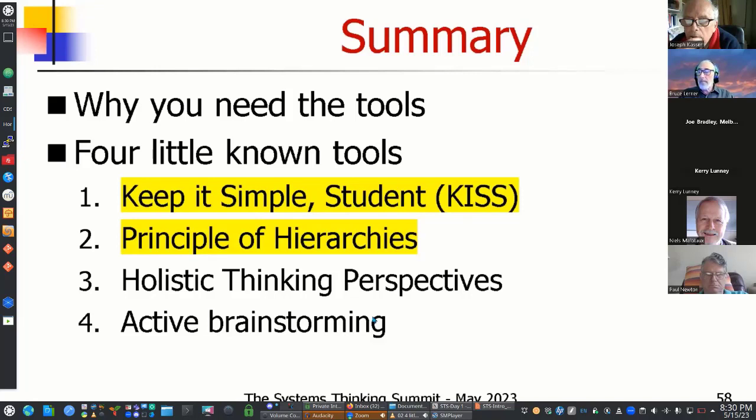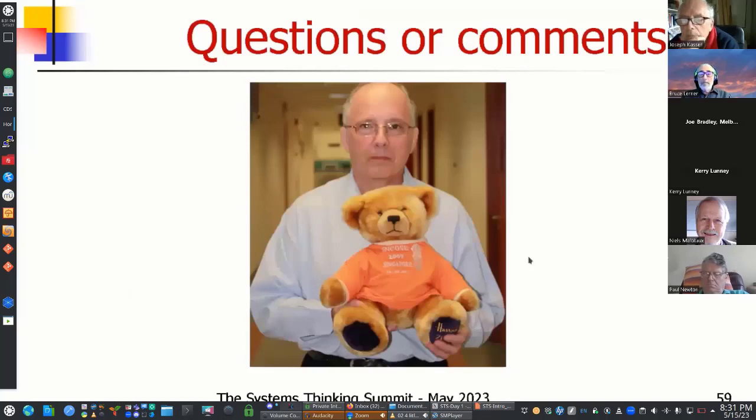I introduced 4 little known tools: Keep It Simple Student and the principle of hierarchies, and these have been in use for a long, long time, thousands of years. I also added holistic thinking perspectives and active brainstorming. And I have a lot more information and details on this that I can make available to you. Thank you for listening, and I will now return the session to the moderator.